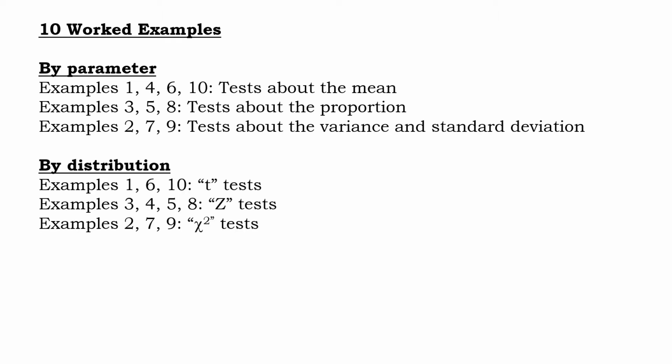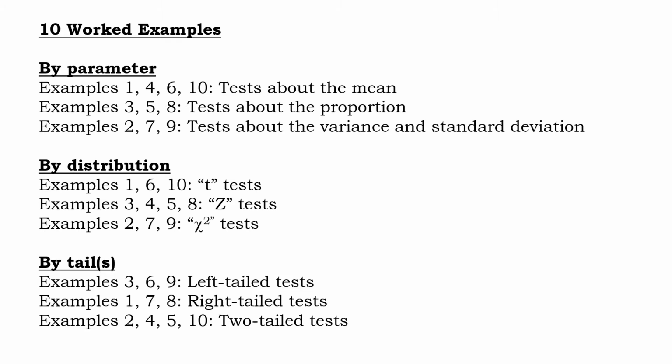Okay, we could also sort these by distribution. We have 3 tests that are t-tests based on the student's t-distribution, 4 z-tests based on the standard normal distribution, and we have 3 chi-squared tests. Finally, we could sort them by tails. We have 3 examples of left-tailed tests, 3 examples of right-tailed tests, and 4 examples of two-tailed tests.